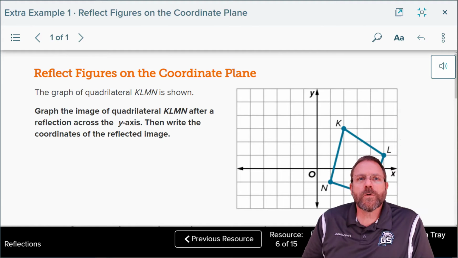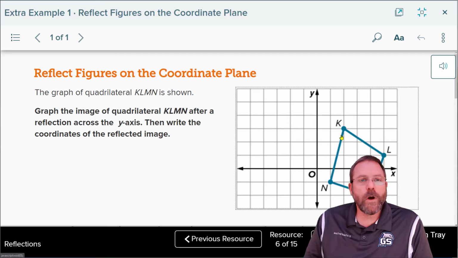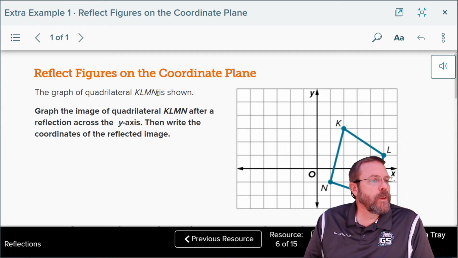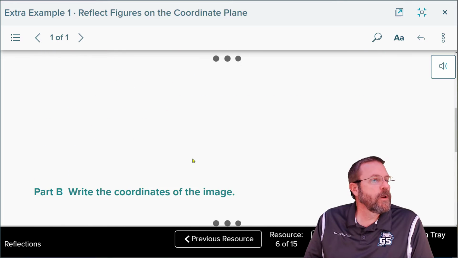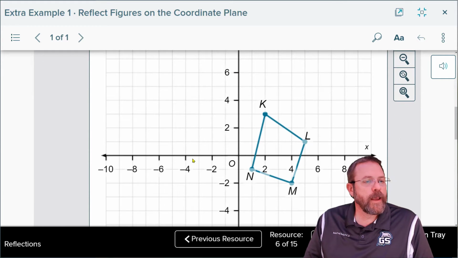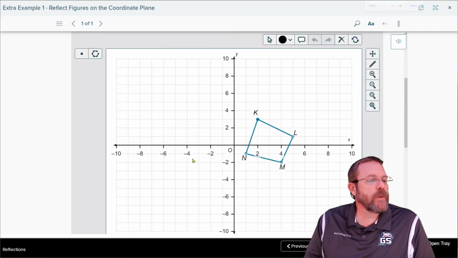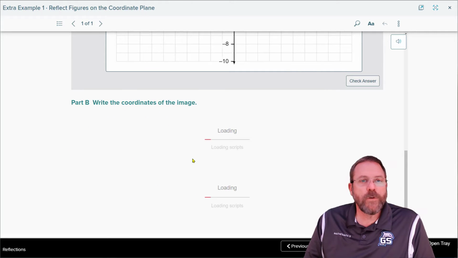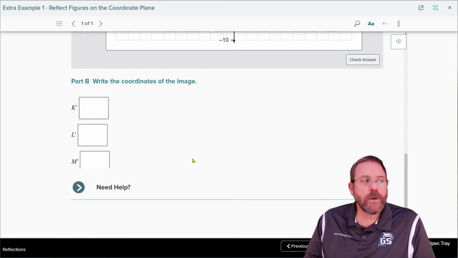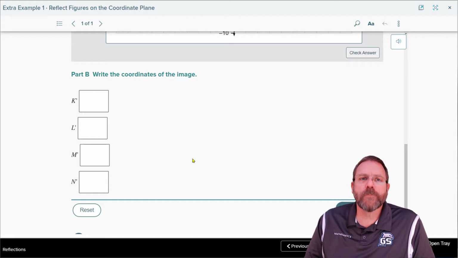Now it's going to be your turn to do the reflection of quadrilateral KLMN across the y-axis. That's going to be this one right here. What all are they going to let you do? Well, you're going to have to actually graph it going across. After you graph it, then you're going to get to put in what the coordinates are of each of the new points. Work on that now.